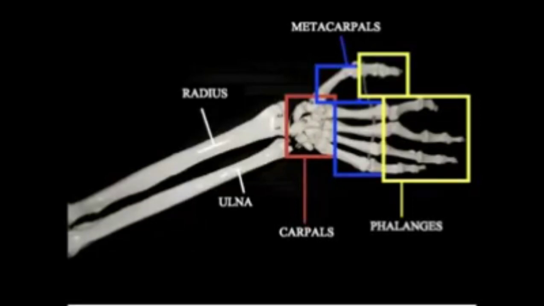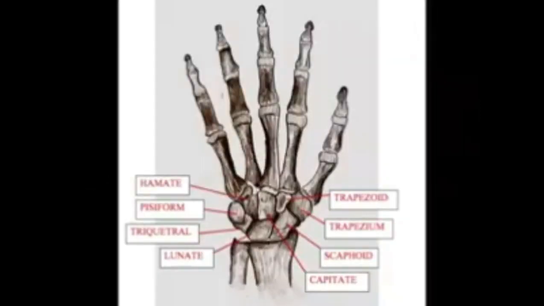Let's explore the individual bones that make up the carpals. The 8 bones that make up the carpals are individually known as the hamate, the pisiform, the triquetral, the lunate, the trapezoid, the trapezium, the scaphoid, and the capitate.